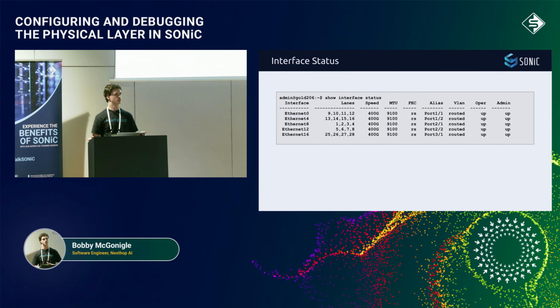Show interface status, so this is pretty basic. This has been around for a long time. It gives you a snapshot of the operational status. We can see, left to right, the SerDes lanes being used. We can see that it's operationally up, admin up. This is great as a starting point, but a link could be flapping and you don't realize, just because the time you actually ran this command, it so happened to be up.